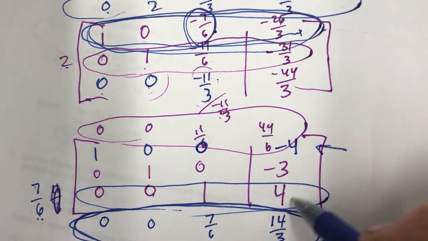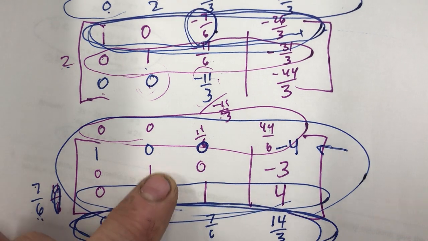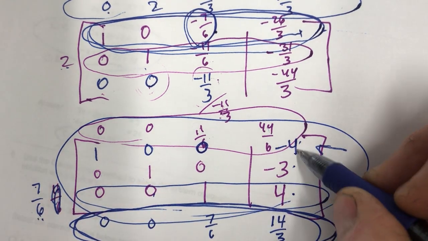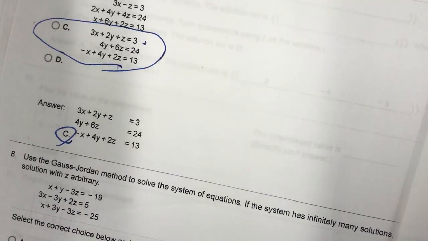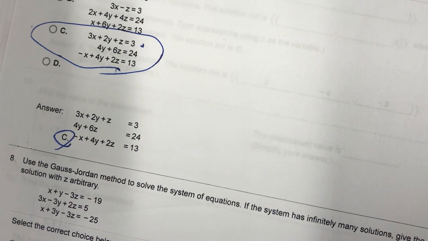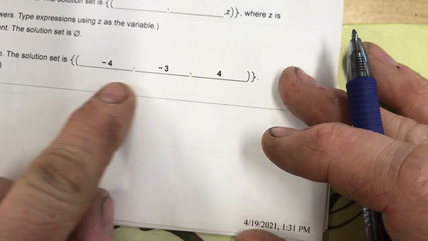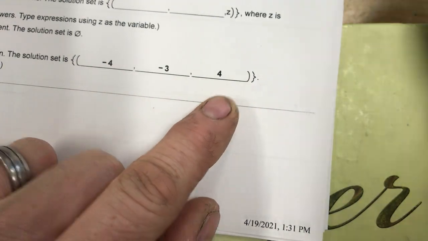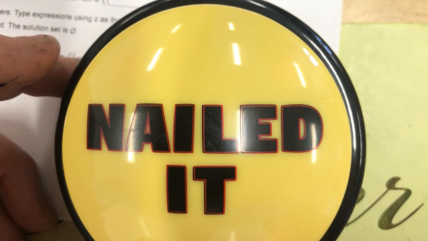And there you go, man. There's my answer right there. I got the identity matrix, and here's x, here's y, and here's z. Negative 4, negative 3, and positive 4. There, we got it, man. Right there. We got it. Nailed it.